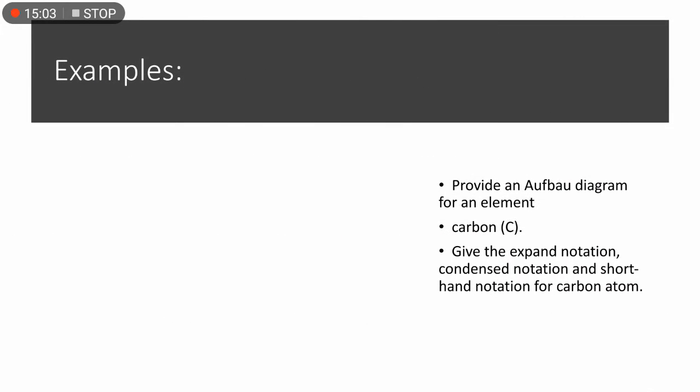And we have come to our last lecture slide, where I have provided you with an example for you to practice and check if you have the knowledge that I have shared with you. Right now, you see, the question is to provide an Aufbau diagram for the element carbon. You should give the expanded notation, the condensed notation and the shorthand notation of the carbon atom. From now on, I'm going to give you 5 minutes to do the work.